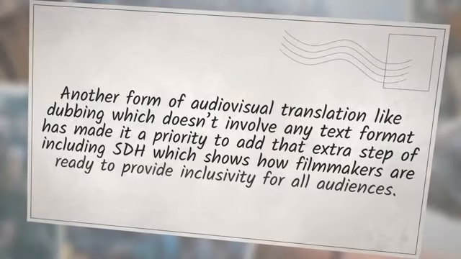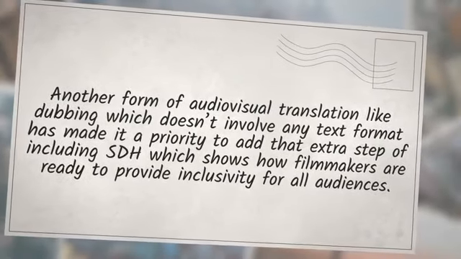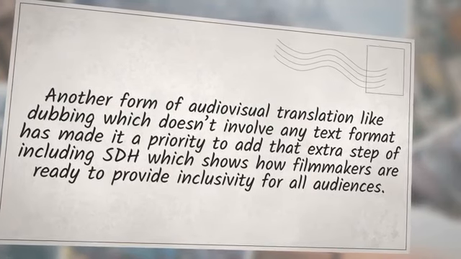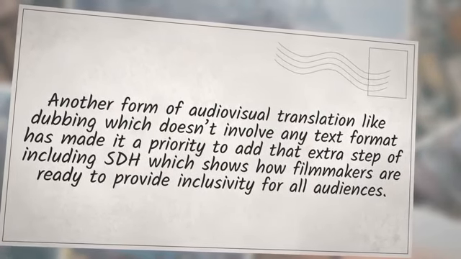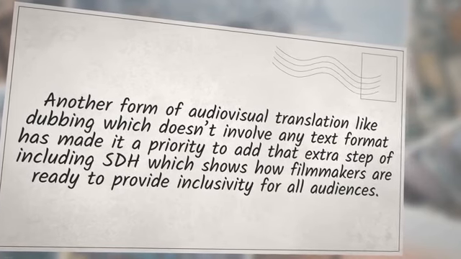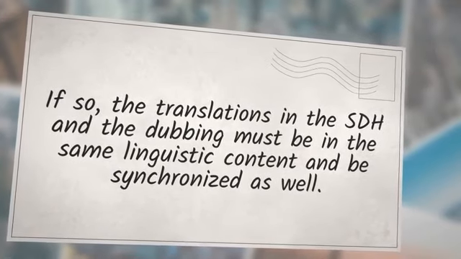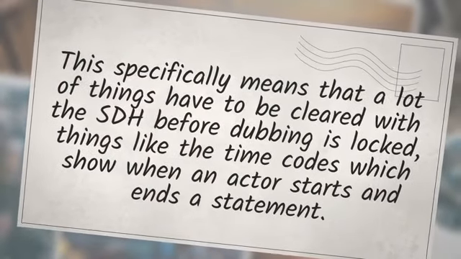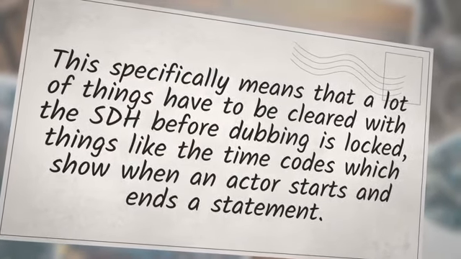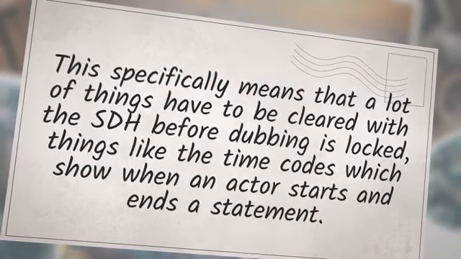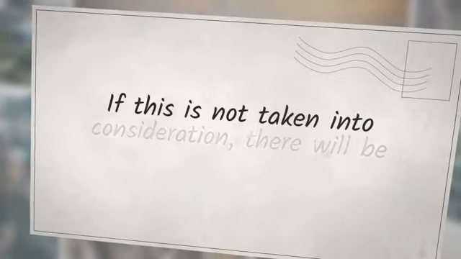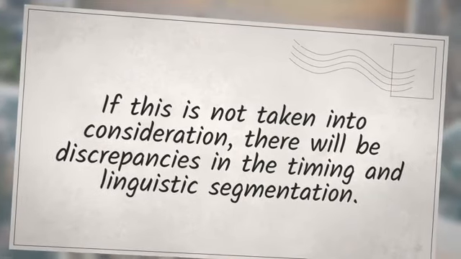Another form of audiovisual translation like dubbing, which doesn't involve any text format, has made it a priority to add that extra step of including SDH, which shows how filmmakers are ready to provide inclusivity for all audiences. If so, the translations in the SDH and the dubbing must be in the same linguistic content and be synchronized as well. This specifically means that a lot of things have to be cleared with the SDH before dubbing is locked, things like the time codes which show when an actor starts and ends a statement. If this is not taken into consideration, there will be discrepancies in the timing and linguistic segmentation.